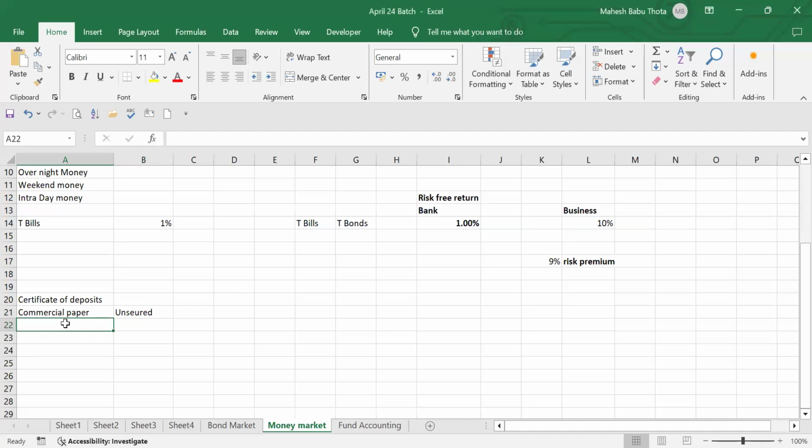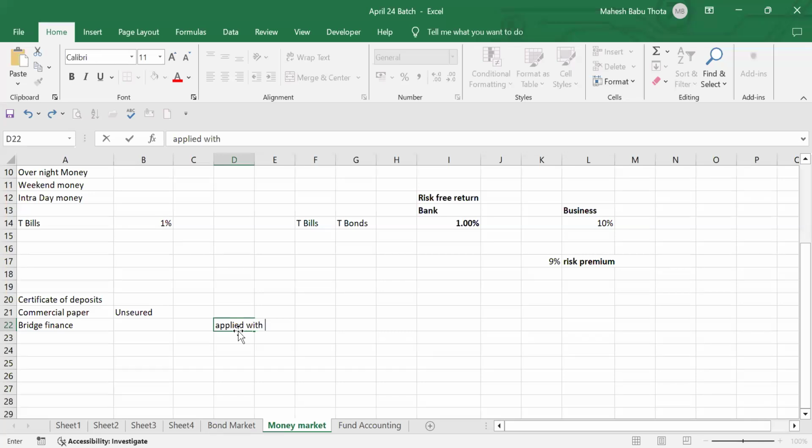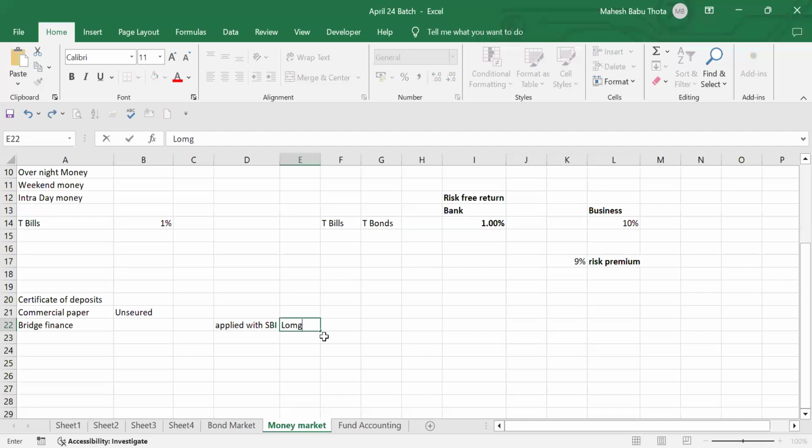Did you guys hear about the concept of bridge finance? I think every finance student will get a chance to go through this. Bridge finance is nothing but for short-term requirements. Suppose I applied for a loan with SBI Bank, a long-term loan to start a business or project, if you want to construct a big building or something.